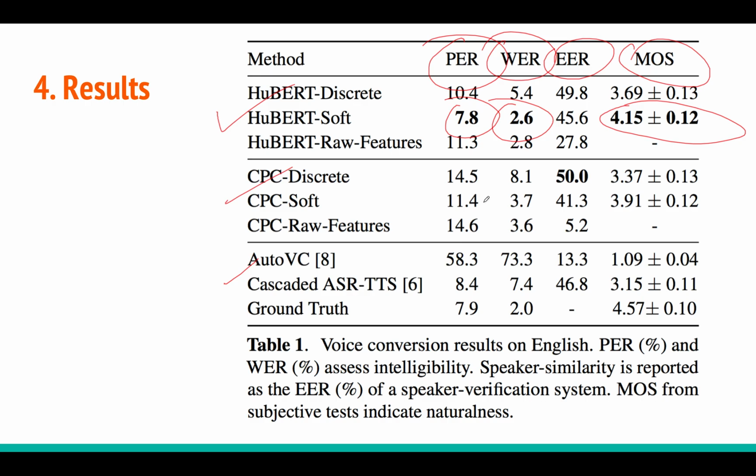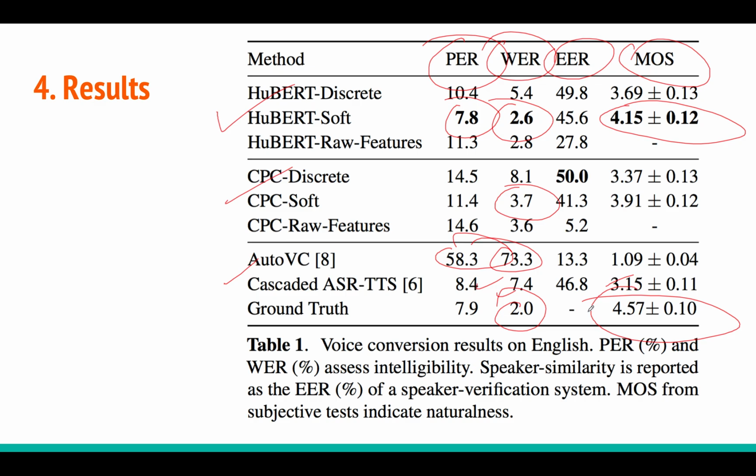If you look at CPC, again if you see the soft approach, you have kind of good WER, but the PER is not so great, and the MOS score is not as good as the HuBERT model. Coming to AutoVC, which I think is a 2019 paper, the quality is not that good. The PER and WER are worse, and even the MOS scores are very bad. In the case of cascaded, you have okay-ish PER and WER, but the MOS score is not so great. And ground truth and HuBERT soft have almost the same PER, and WER-wise the ground truth is better. They don't have ER, and as I said, the ground truth audio will have a higher MOS score, 4.57. That's the human MOS score, right?